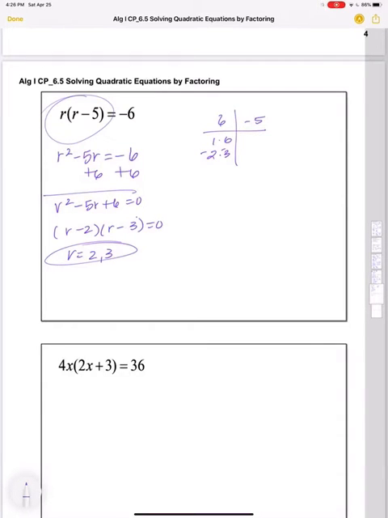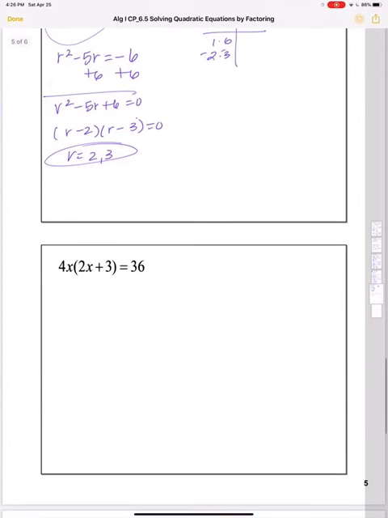Now on this next one, we have to distribute something a little bit bigger. We have to distribute a 4x. So it'll be 8x squared plus 12x equals 36. Now you subtract the 36, so 8x squared plus 12x minus 36 equals 0. And we're going to factor from there.